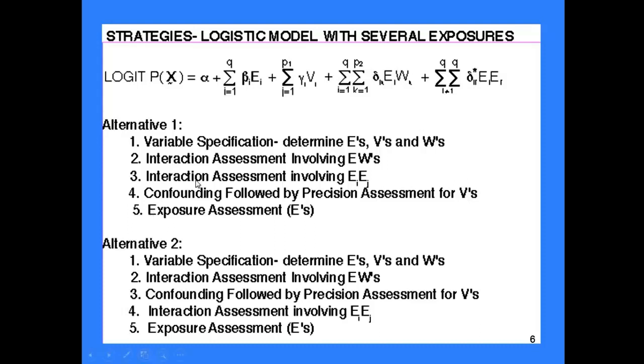Alternative one said, well, maybe we ought to consider interaction before we consider anything else. So if we're going to deal with the EWs, then the next thing we ought to deal with is the EEs. That's one approach. The other approach says, well, maybe once we consider the EWs, we ought to leave the EEs until we deal with confounding and precision. That's a different third step, which was dealing with confounding followed by precision. So those are the two alternative approaches.